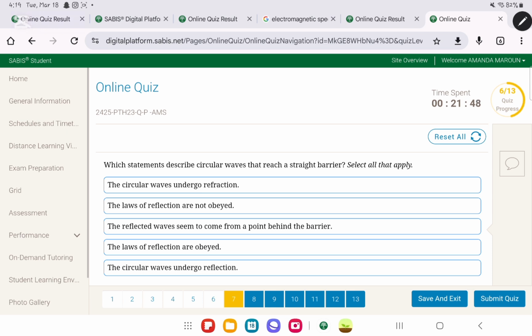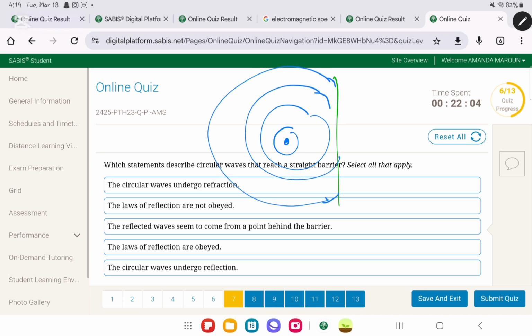Okay, we'll move on to question number 7. They're asking, which statements describe circular waves that reach a straight barrier? So we have a straight barrier, and then we have a circular wave from this point, and it will keep on increasing and increasing. What's going to happen is that it's going to reflect. But when it reflects, it looks like they are bouncing back. Or in other terms, it looks like there is a point behind the barrier that is causing the formation of these waves. So as you can see, this is what the reflection will look like.